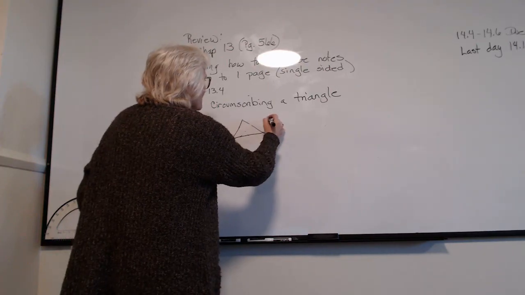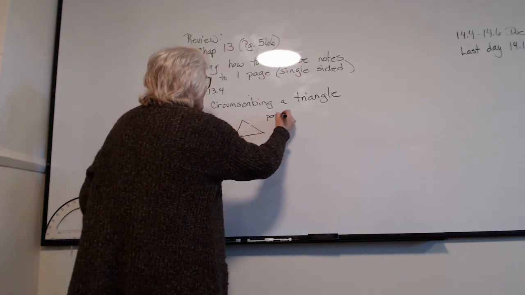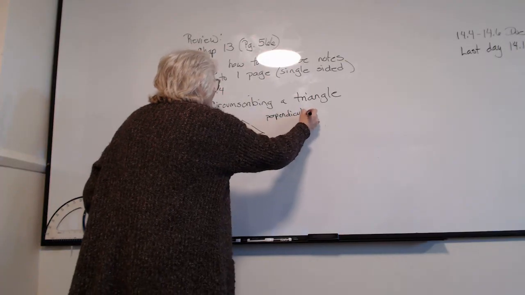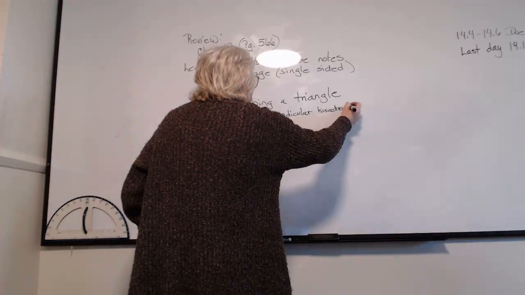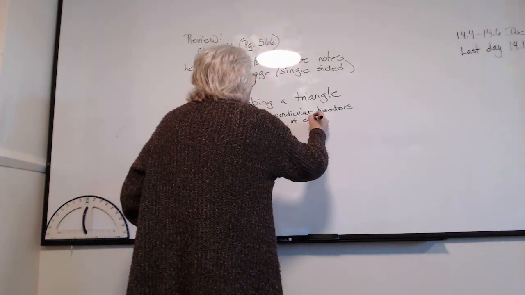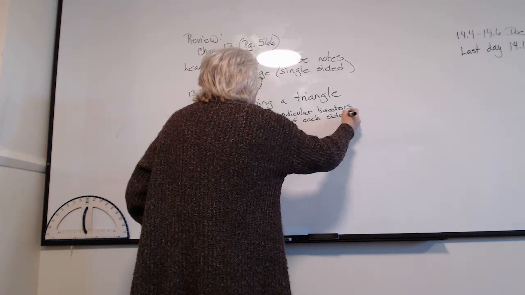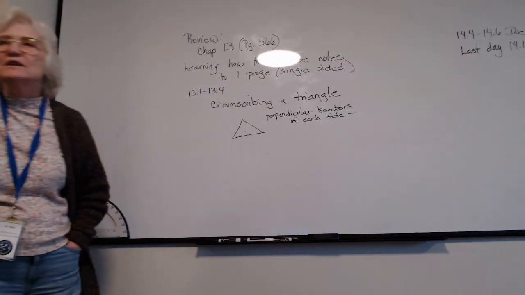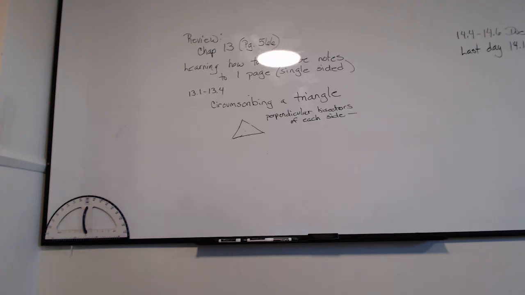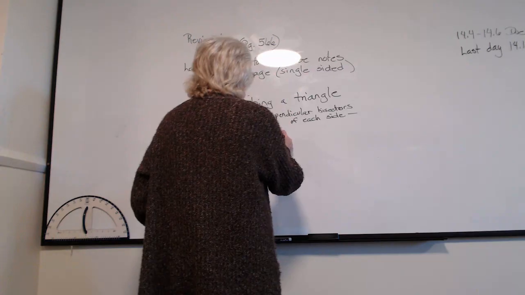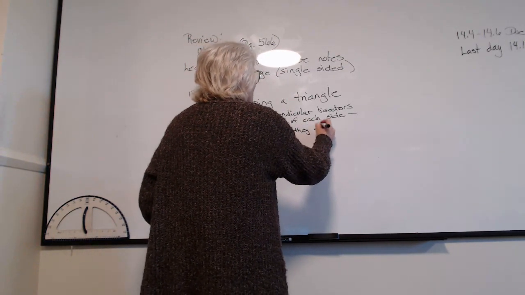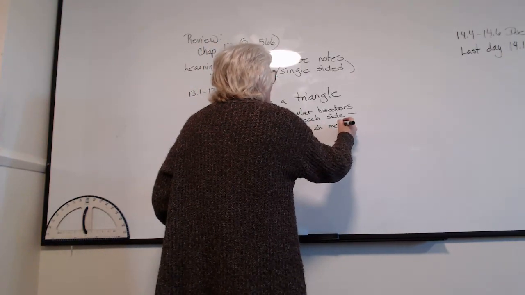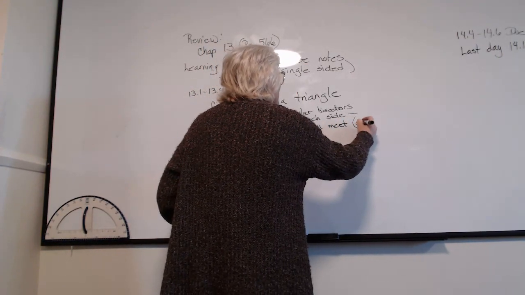So perpendicular bisectors of each side. And what happens when you find the perpendicular bisectors of each side? There's a point where they all meet. Yes, they are concurrent, and it can meet inside or outside. What is that point called? The centroid.